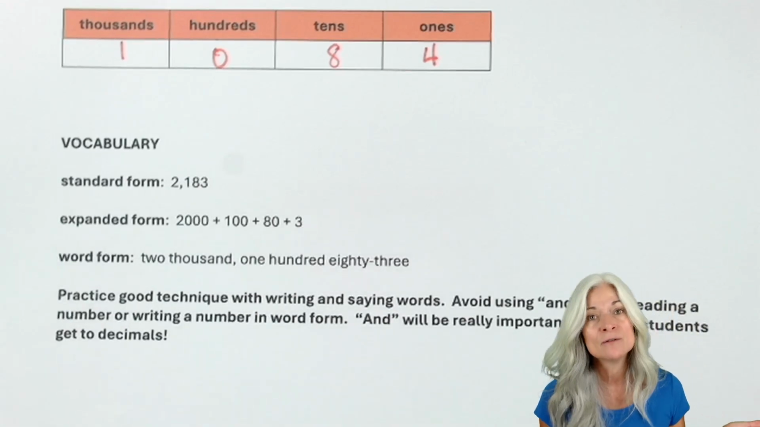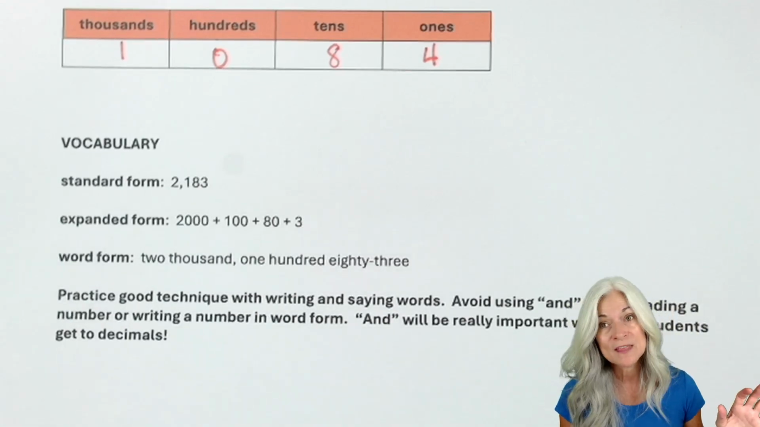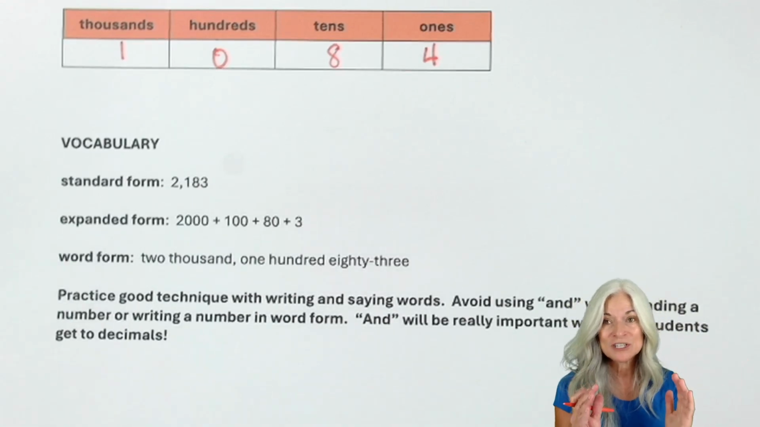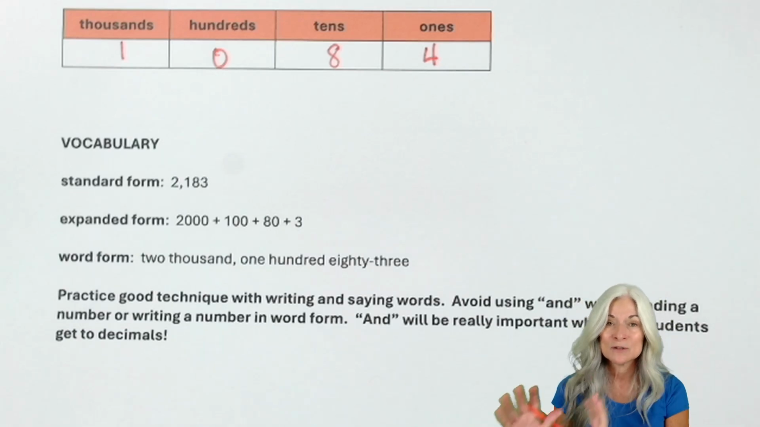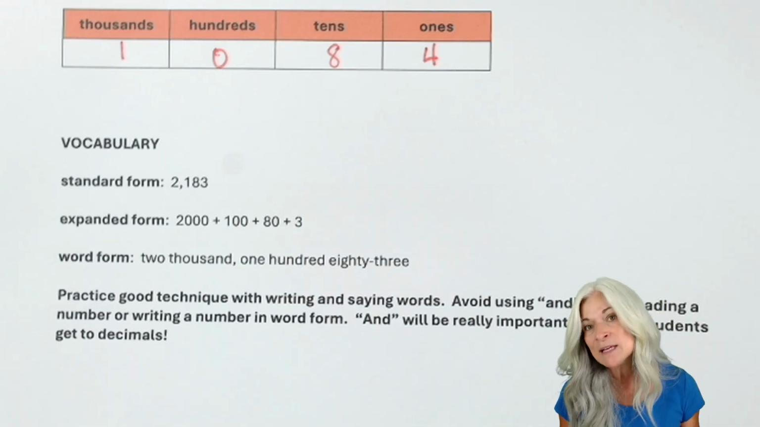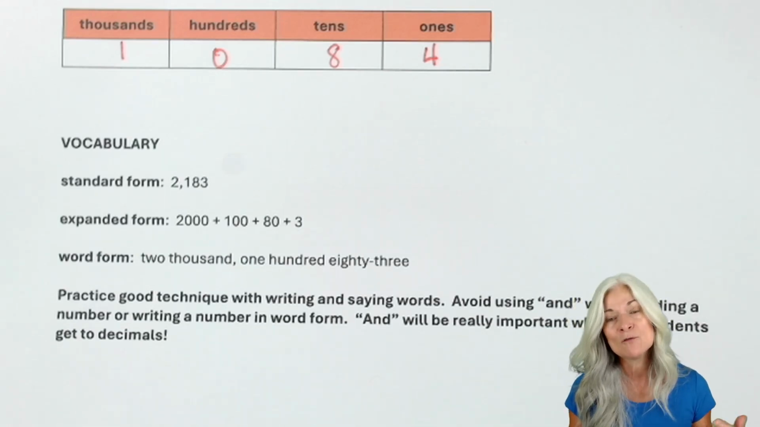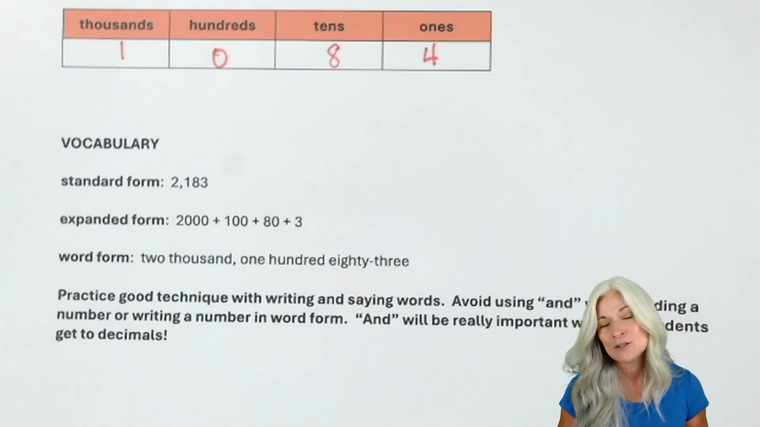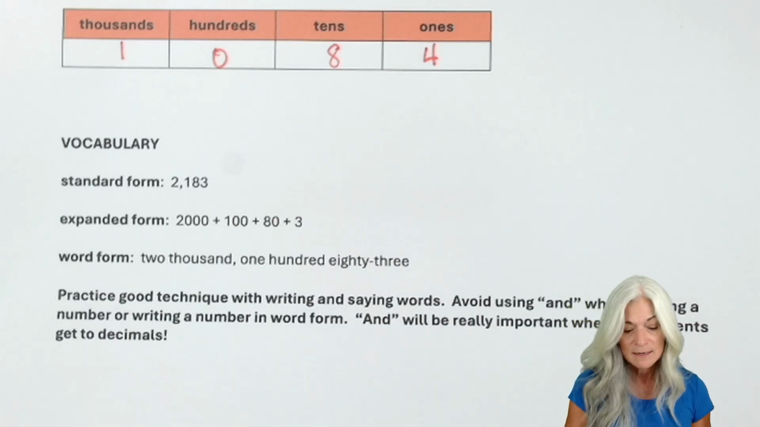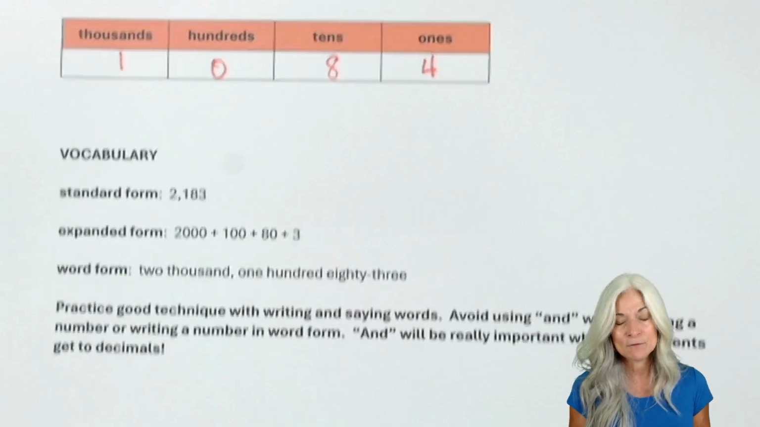"and" will be really important when the students get into decimals. It's going to be really important then to help connect. That's when we're switching from whole number to a decimal. So good habit to get in when we're reading numbers, avoid using the word "and." So read this, 2,183. Read this one, 1,084.